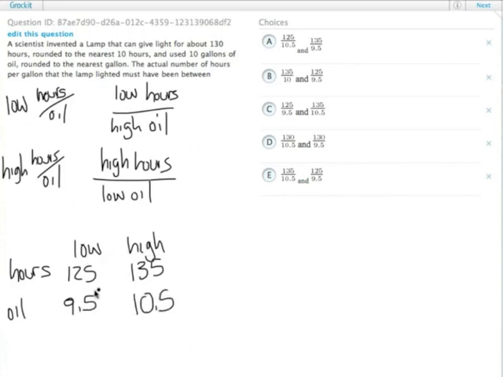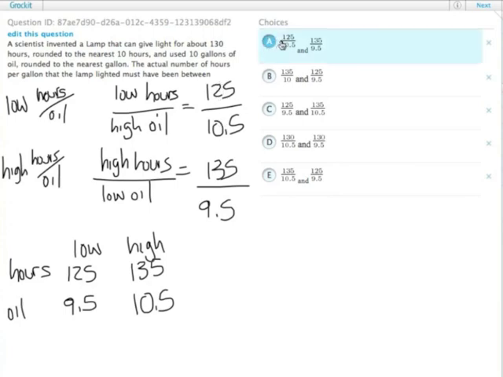We now use these highs and lows for the hours and the oil to fill in these ratios that we have. The lowest hours were 125 and the high oil was 10.5. The highest hours were 135 and the lowest oil was 9.5. 125 over 10.5, only one answer choice has that, and 135 over 9.5, only one answer choice has that. Answer choice A is the one.